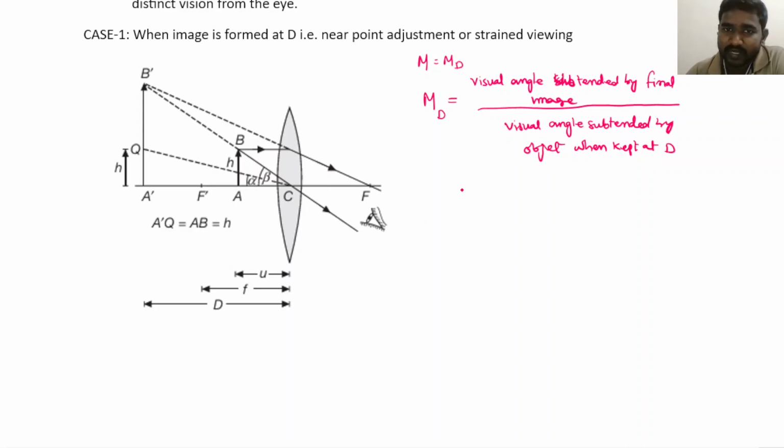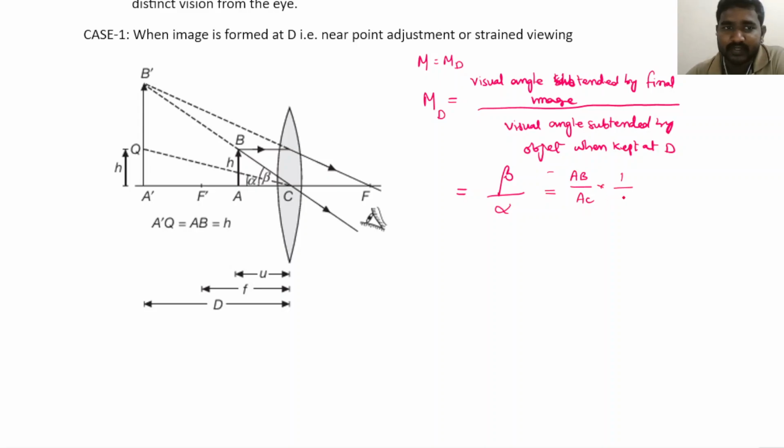Now here you can see the visual angle subtended by the final image, A' B', you can take as beta, divided by the visual angle subtended by the object when it is kept at the least distance of distinct vision, that you can take as alpha. From the diagram, beta is nothing but A' B' divided by OA', or AB divided by AC, into 1 upon alpha.